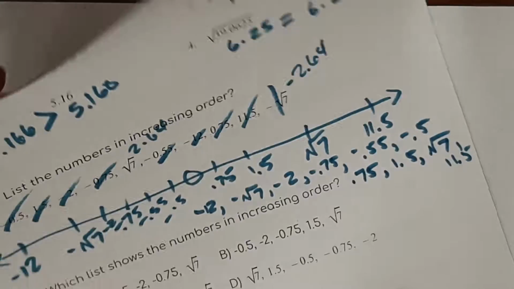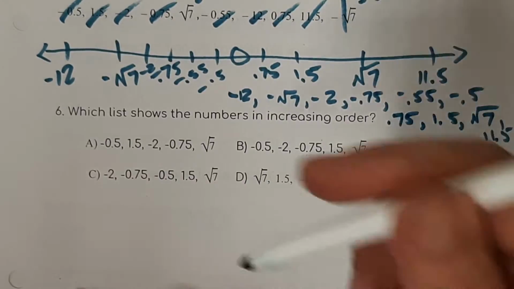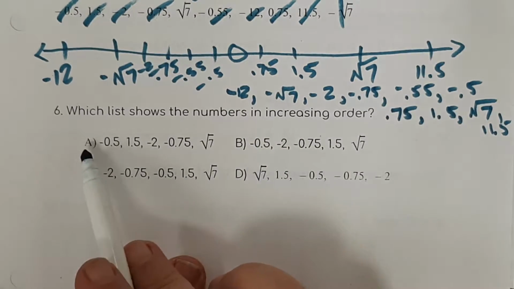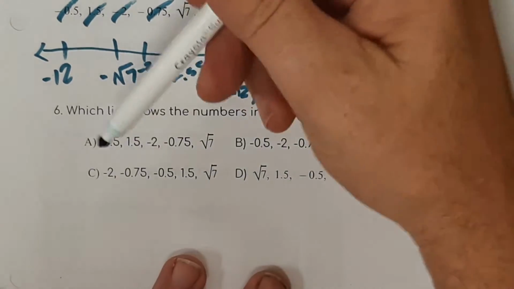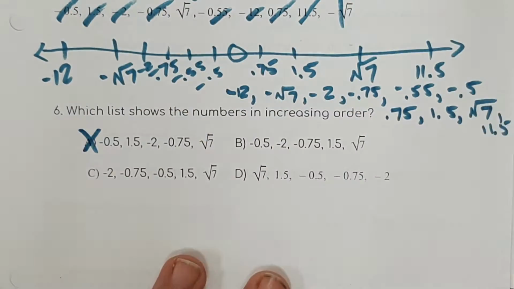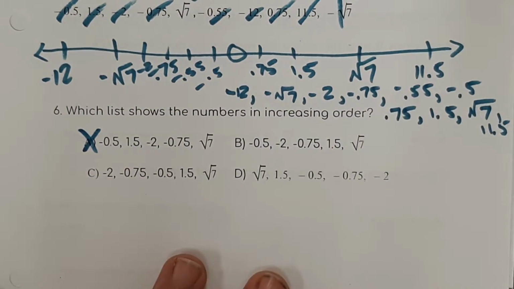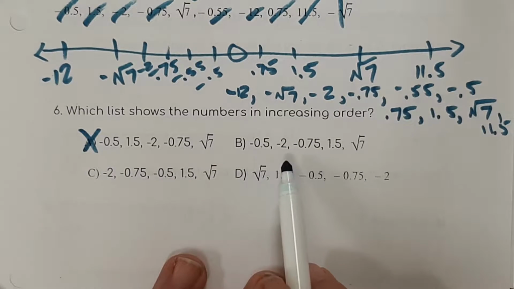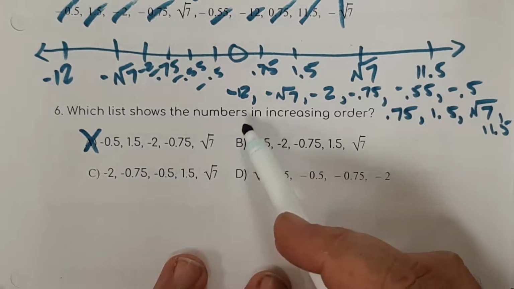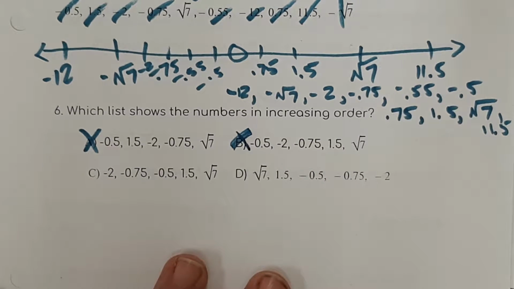Number 6, which shows these numbers in order, in increasing order. So it's lowest on the left and highest on the right. Well, we can see that this goes negative, positive, negative. So that can't go increasing because you can't go back to negative. Here I have negative 1/2, negative 2. Well, that's going down. That's decreasing right here. So I'm going to cross that out.